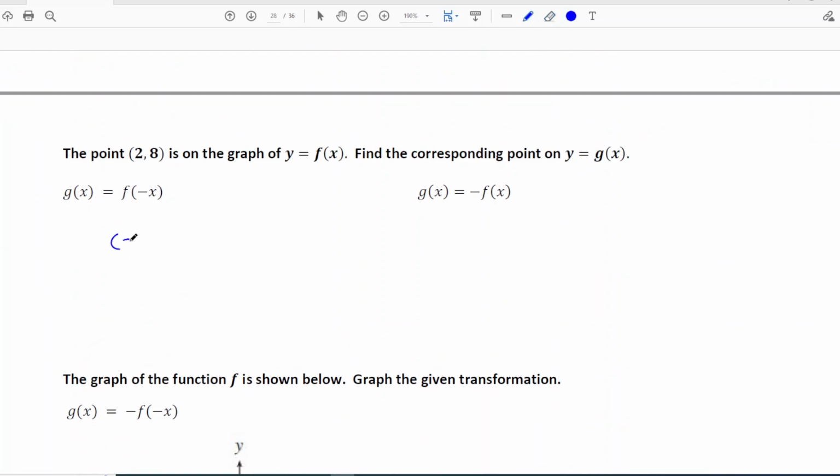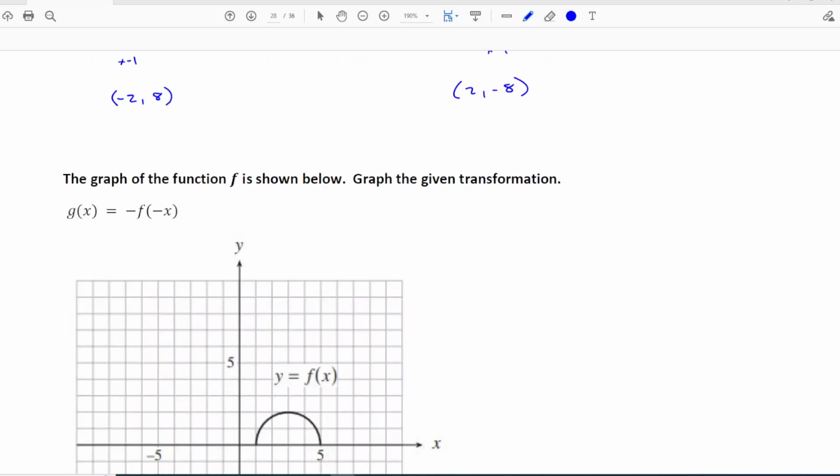So let's start with just a point. If I have a point (2, -8) on my original graph and I transform it, what's it going to look like? Well, this is going to be a reflection of the x values. So I'm going to times the x values by -1. So my new point would just be (-2, -8). Whereas if I put the negative out front, this is going to be the y value times -1. And my new point would be (2, 8).